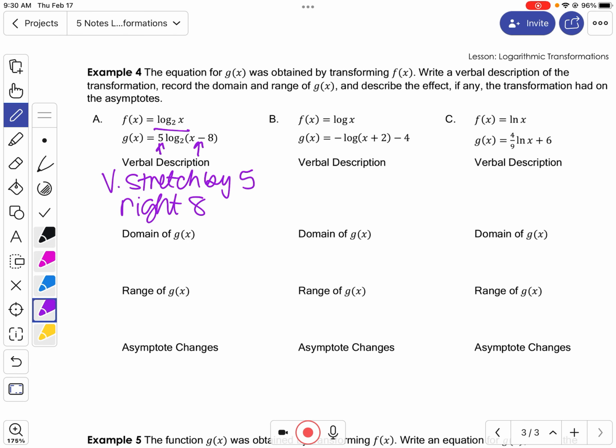Okay, so since it's going right 8, that's going to be changing my domain and also my asymptote. So right 8 would be x is greater than 8. My range will be all real numbers for any log function. The asymptote change, now it's at x equals 8 because you went right 8.